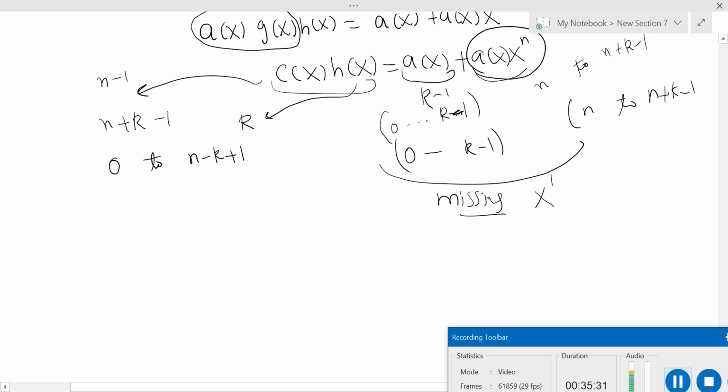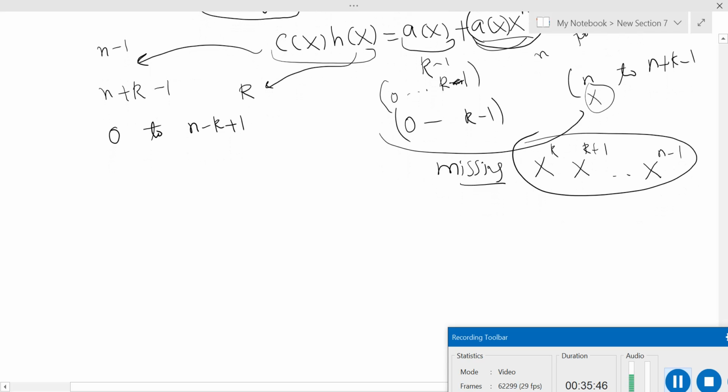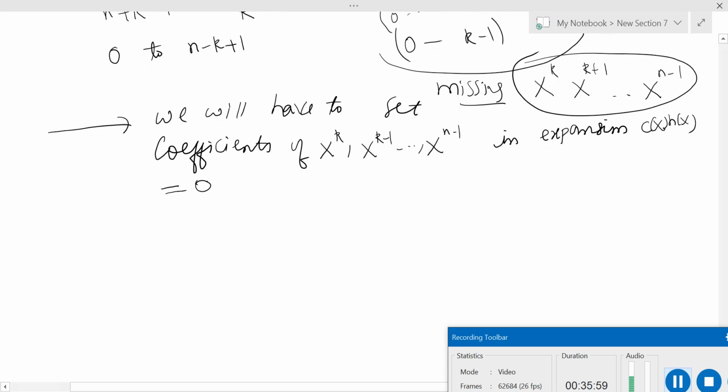The missing terms are x to the power k, x to the power k plus 1, up to x to the power n minus 1. After that, x to the power n is there, right? So these powers are missing. They don't appear on the right hand side. So on the left hand side, to make this equation compatible, we will have to set the coefficients of these degrees in the expansion of c of x h of x equal to 0.